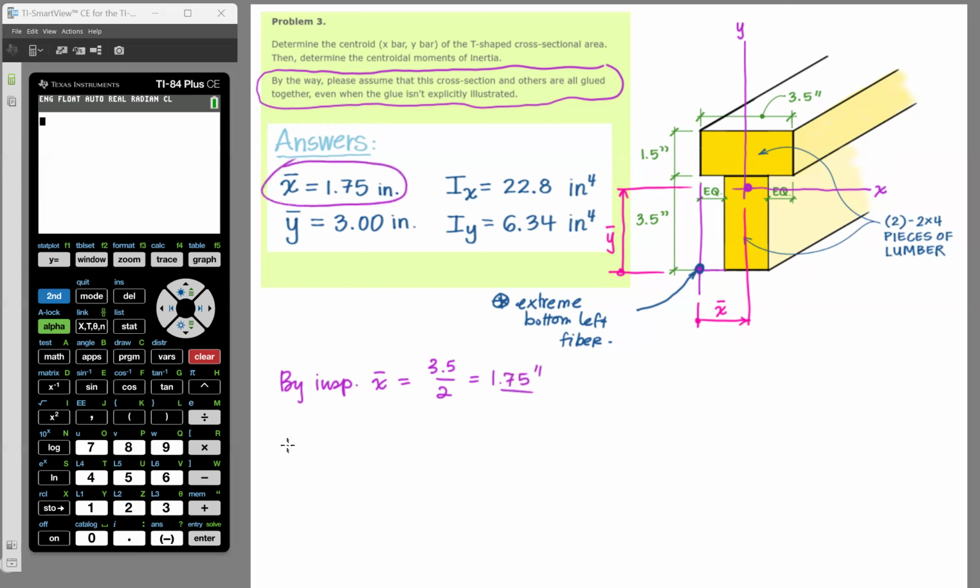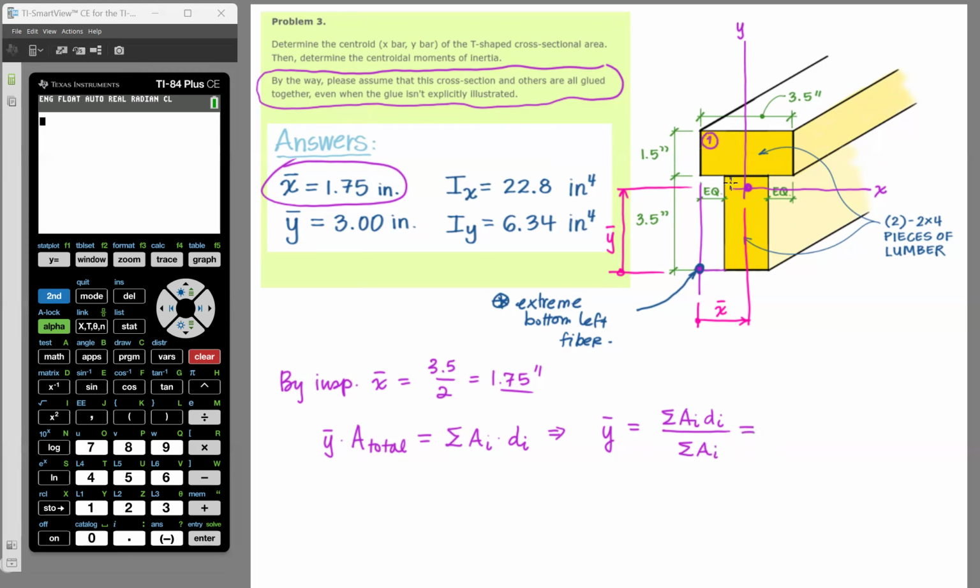Y bar, I've got to actually use the composite area method. And the composite area method says that y bar times the total area is equal to the summation of the areas times the distances. And sometimes you see people put a y sub i over here. I just like to do distance generic as d, but if you want to do y, that's totally fine with me as well. Another way that you would commonly see this equation is y bar is equal to the sum of the areas times distances over the sum of the areas.